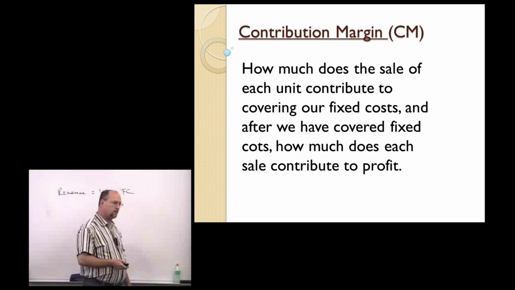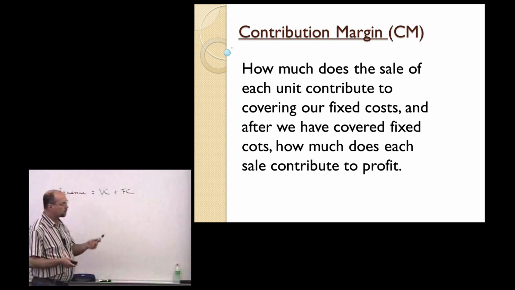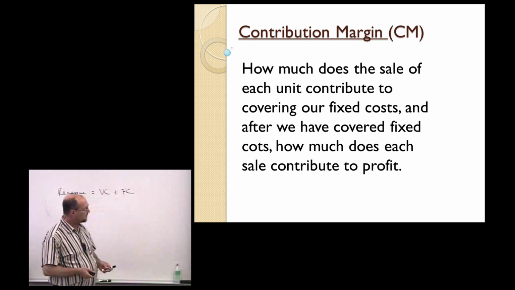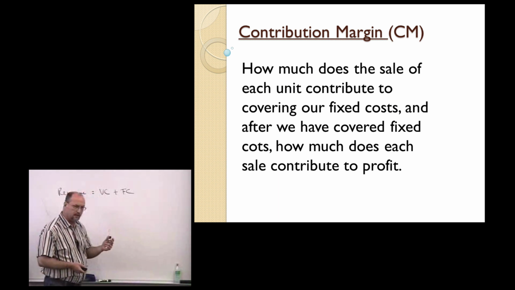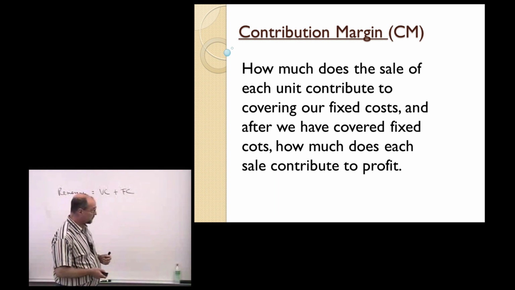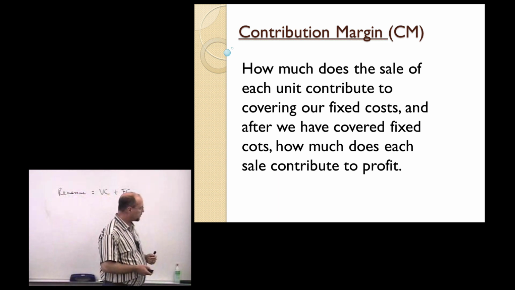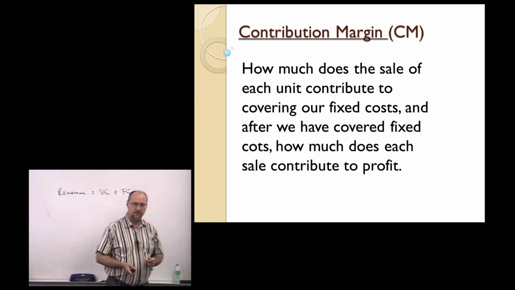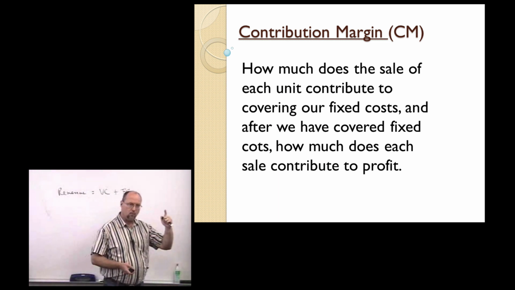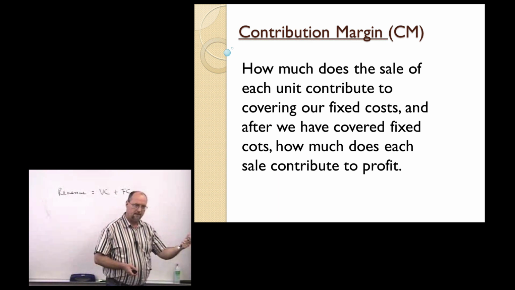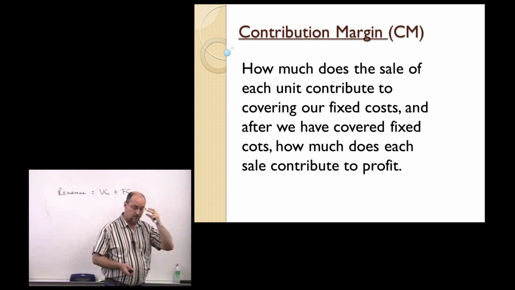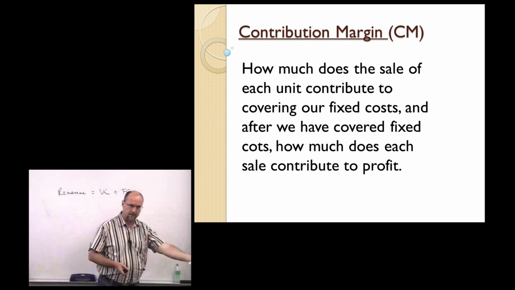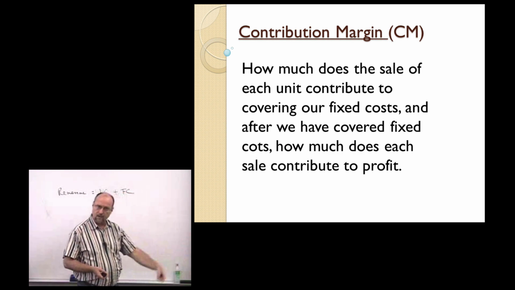Now we want to introduce an important concept in this whole process called the contribution margin. How much does the sale of each unit contribute towards first covering fixed costs, and then, after we've covered fixed costs, how much does each sale contribute to profit? For each $1 of revenue, first we subtract variable costs. That leaves us with something called contribution margin, and that's the amount that we're going to contribute to covering fixed costs. Once they're covered, that's profit.